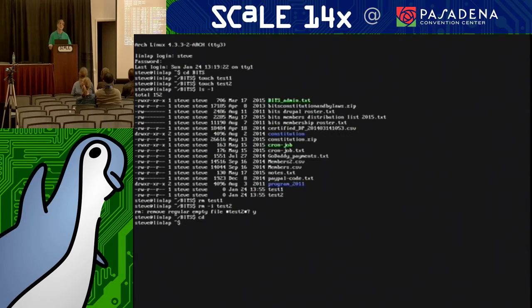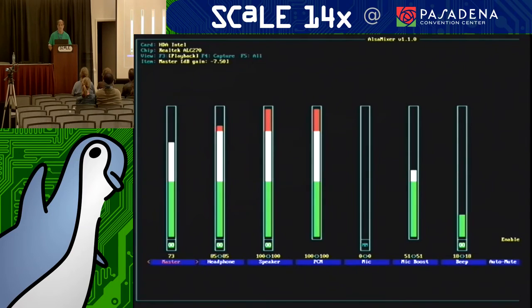Highlight tracking. There, highlight tracking. Master headphone: 73, 83, 100. Oh, and this app is a little noisy. It's probably not good. Yeah, that's not a very good example. I thought that would work.